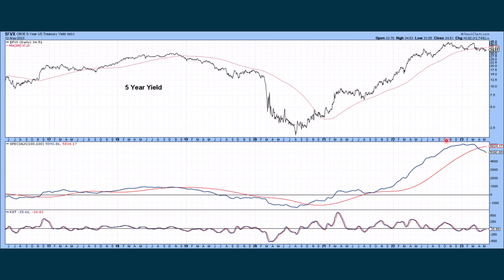Looking at the 5-year yield, which looked like it was starting to show some weakness after we dropped below this moving average. The special K is also turning back more negative, and the KST on the bottom is pretty much flat. So this could suggest that yields might start coming down.